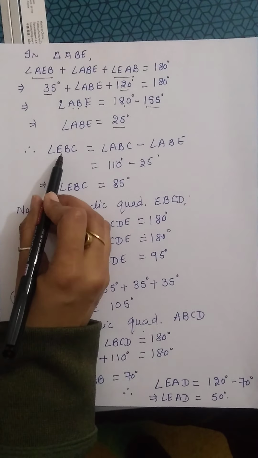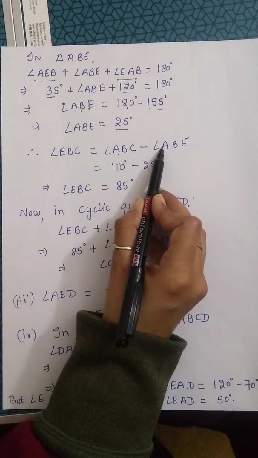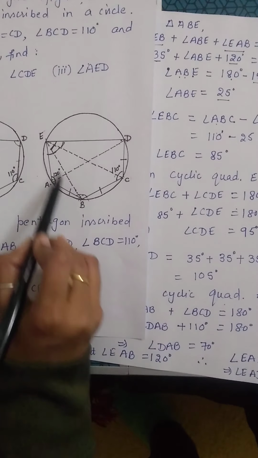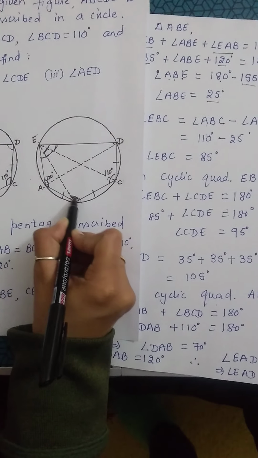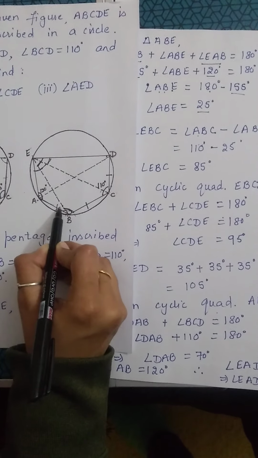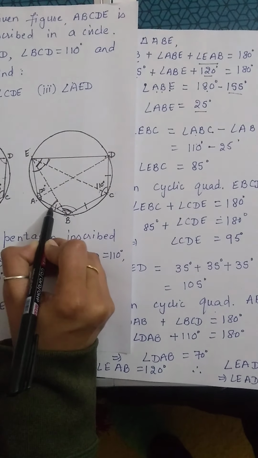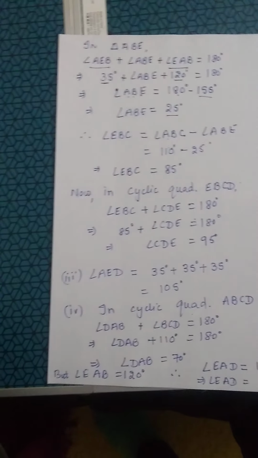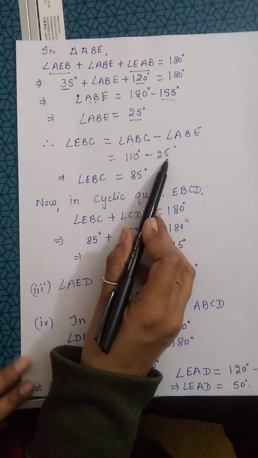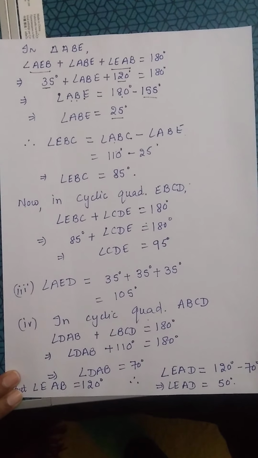Therefore, angle EBC is equal to angle ABC minus angle ABE. If you look at this, this angle EBC will be equal to ABC, this whole angle, minus angle ABE, this one angle. So we'll be subtracting: 110 degrees minus 25. So angle EBC is coming out to be 85 degrees.